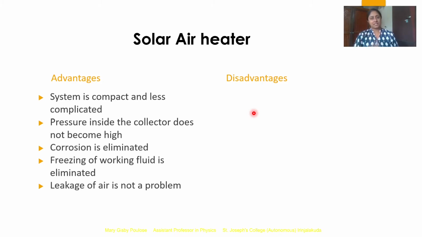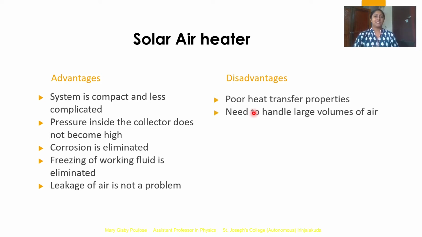Now let us list out the disadvantages in such a system. It has poor heat properties. അതായത് വളരെയധികം സൺലൈറ്റ് വീണാലാണ് എയർ നന്നായി ഹീറ്റ് ആകുന്നത്. അപ്പോൾ വരുന്ന സൺലൈറ്റിനനുസരിച്ച് അത്രയും തന്നെ ഹീറ്റ് നമുക്ക് കംപ്ലീറ്റ്ലി ഈ എയർ ഹീറ്ററിൽ കിട്ടണമെന്നില്ല. ഹീറ്റ് ട്രാൻസ്ഫർ പ്രോപ്പർട്ടീസ് കുറച്ച് മോശമാണ്.